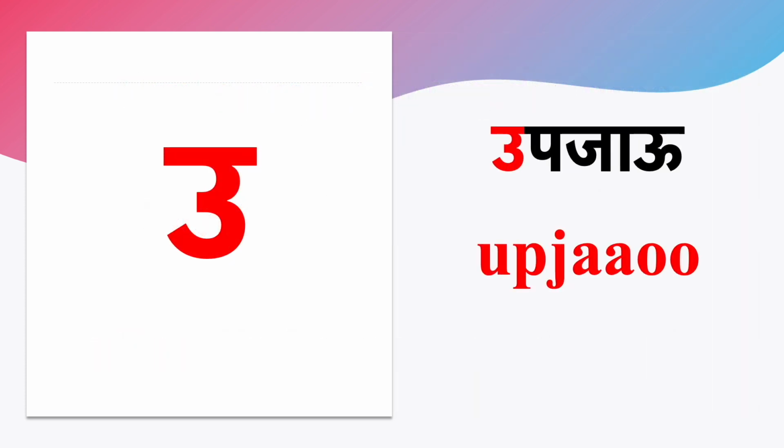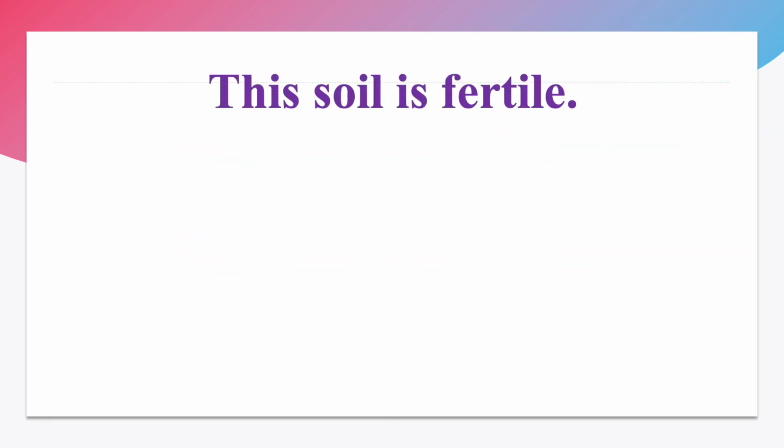And the second word is उपजाऊ. In English, it means fertile. This soil is fertile.